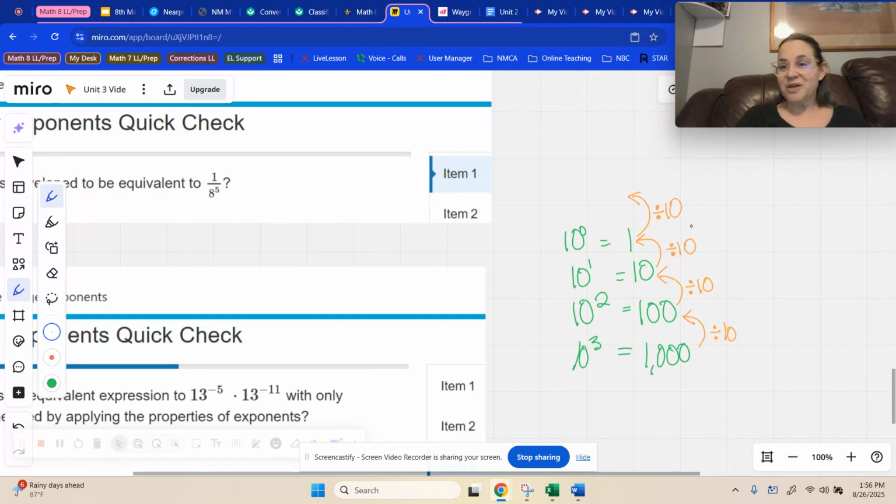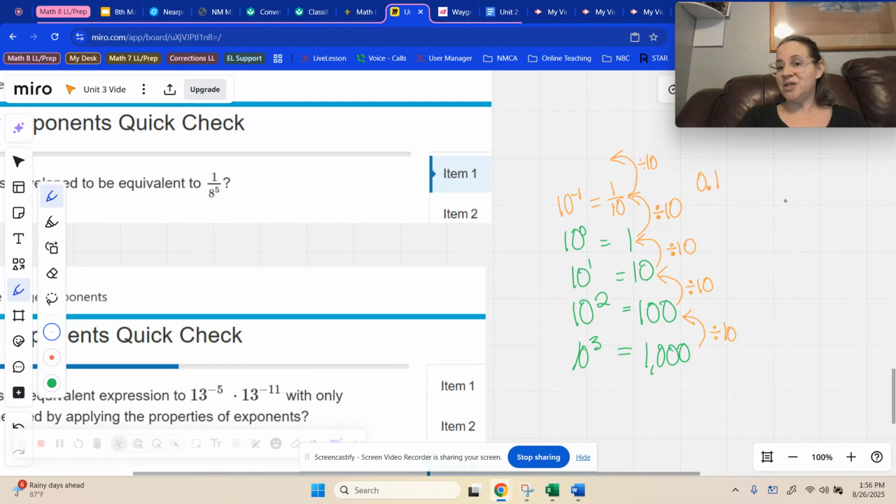There are a couple ways we could write it. I'm going to write it like this, 1/10. I could write it like this if I wanted to, 0.1. That'd be the same thing. But either way, that's 10 to the negative first power, 1/10. What if I took 1/10 and divided by 10?